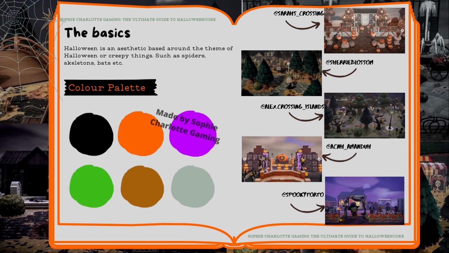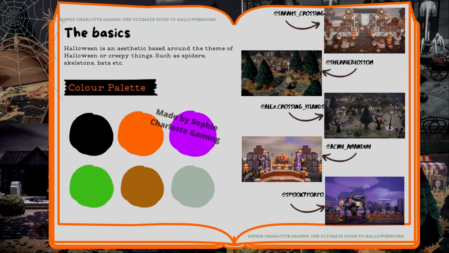Halloweencore is an aesthetic based around the theme of Halloween. All creepy things such as spiders, skeletons, bats, etc. The colour palette is quite bright considering, but there's a lot of black involved. So we've got black as probably the key colour, followed by orange, pink, greens, browns and greys. Now I know that green might be a little bit of a curveball in there, but I found that as long as it's a sickly looking green, then it's great. I think any sickly bright colour works very well with Halloween as long as it's near or next to black or orange or just a colour that it clashes with. I find that Halloween colours generally clash, which is quite cool.